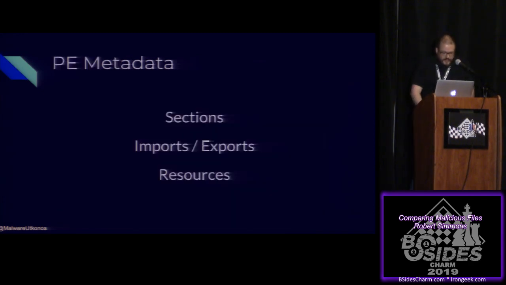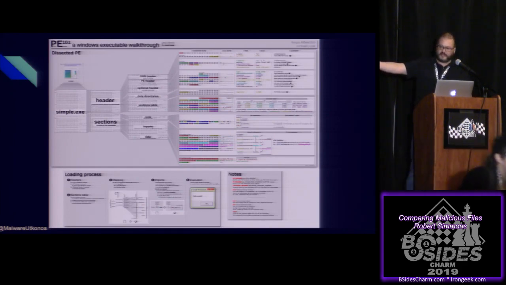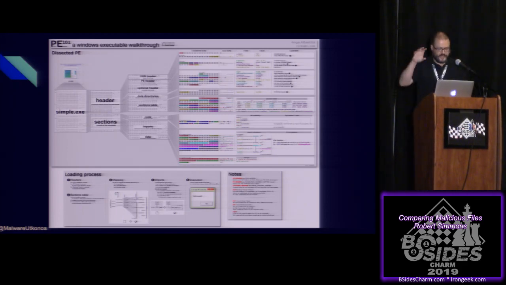The next set of metadata is PE metadata. So you have sections, imports, exports, resources. These each come from different areas of the PE structure. I know this is very hard to see, but you can find it if you just Google PE structure or PE specification, and you'll find this in the Google image search. This is basically the order of a PE file: where are the sections, where is the header, where are imports, where's code.